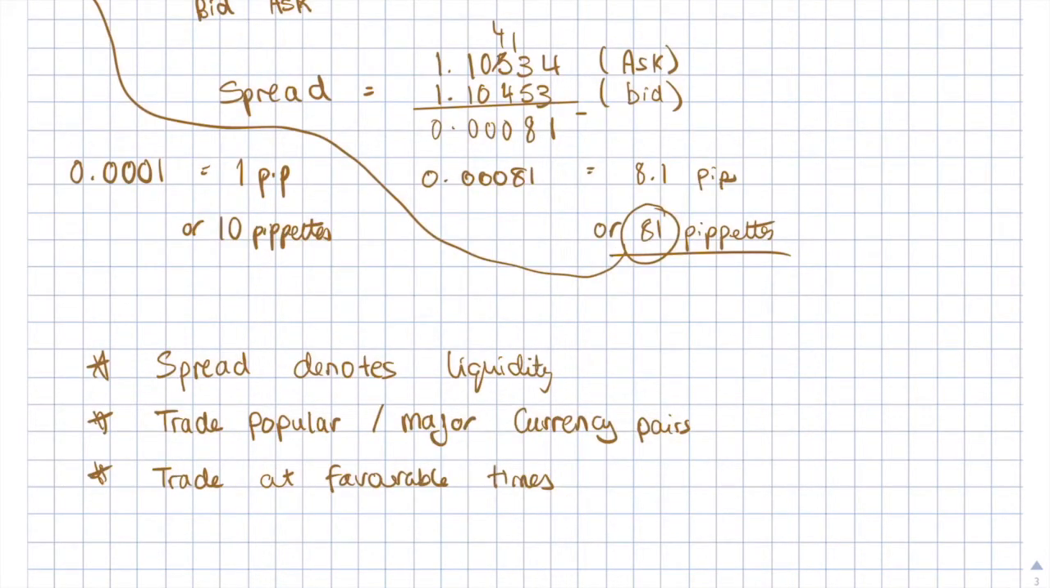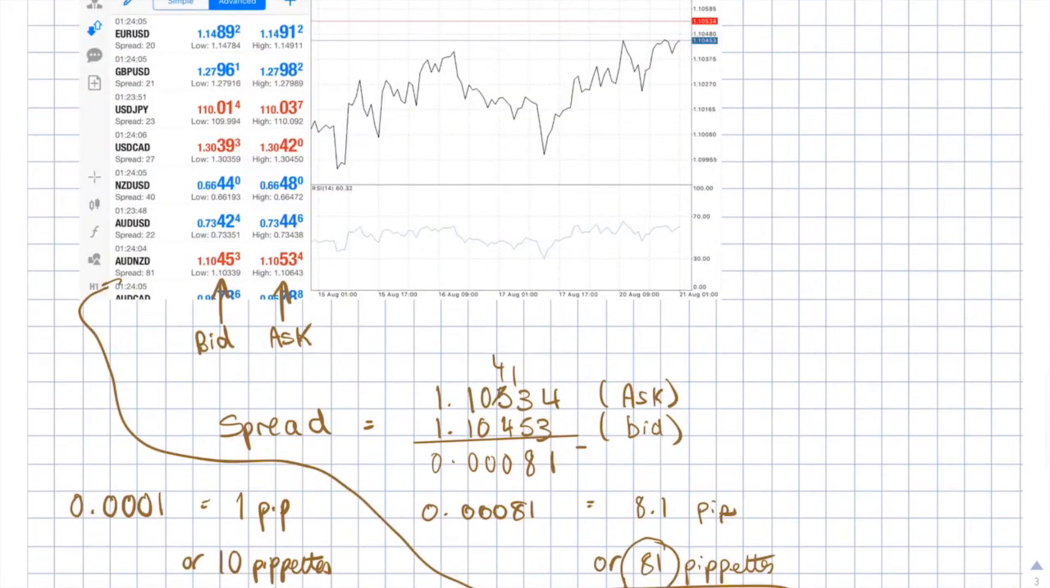So trade popular or major currency pairs, and this is exactly the point that I made before. The Euro USD is a major currency pair, and if you look on the MetaTrader 4 app, the Australian dollar against the New Zealand dollar has a spread of 81 pipettes, whereas the Euro USD has a spread of 20 pipettes.